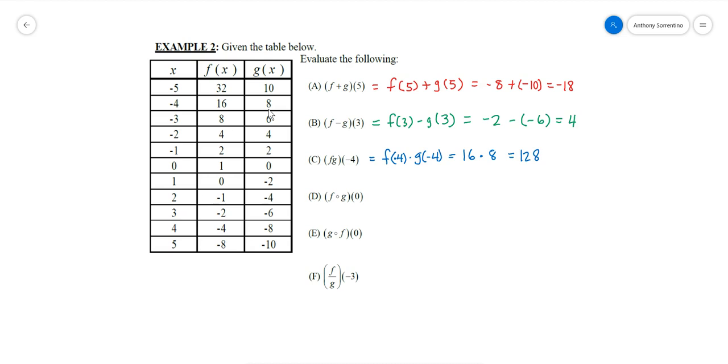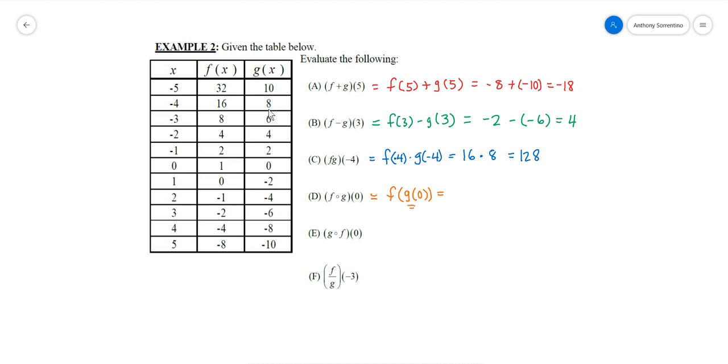So with the table, it's pretty straightforward. When you get to composition, it gets a little bit more tricky, and that's because composition itself is a little bit more tricky. So when I do f of g of 0, I'm going to work my way from the inside to the outside.